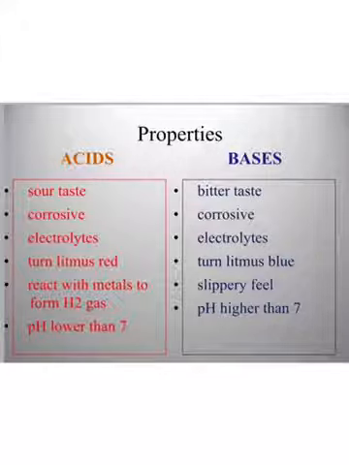When we test bases on the pH scale, their pH is 7.001 all the way to 14. I know this isn't on the slide, but I write this down because this always trips everybody up. A strong base is closer to 14. A weak base is closer to 7. We'll talk about that again when we look at the pH scale a little bit closer.